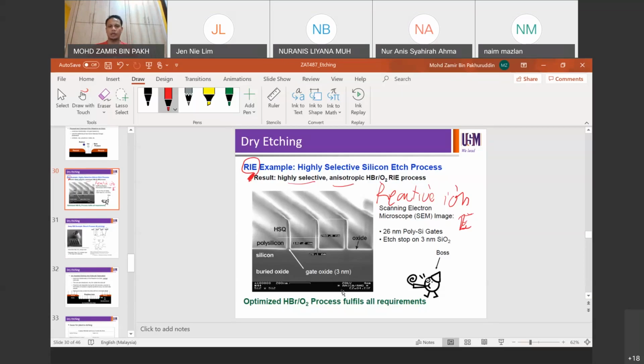So in that case, we need to use RIE to do the job. 26 nanometer of polysilicon gate. So the width of the polysilicon in this case is 26 nano. So etch stop on 3 nanometer of silicon dioxide for the gate ox, and you have this structure.